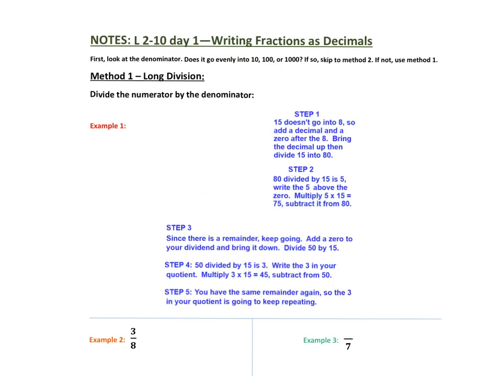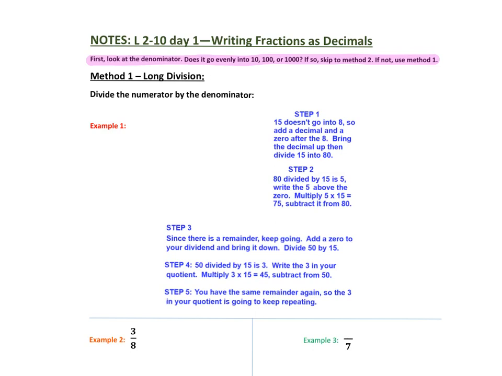This lesson is on converting fractions into decimals. There are two methods that we will go through. Method 1 works all the time, and method 2 works some of the time. If you want to use method 2, you have to make sure that your denominator goes evenly into 10, 100, or 1000. Then you can skip to method 2. If not, you must use method 1.